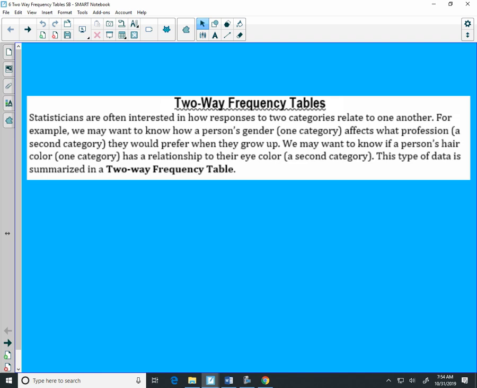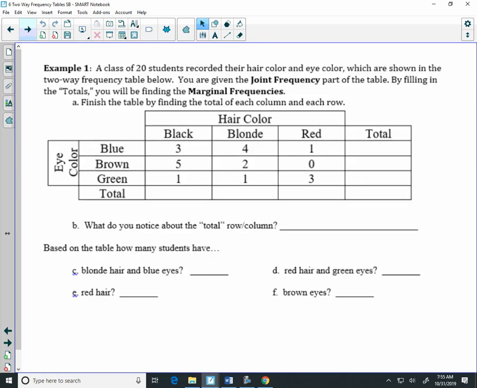Sometimes we're interested in how two categories relate to one another, and so with all of this, you're going to be seeing two big categories. On this first problem, it's hair color and eye color. You could see profession and gender, or whether students can swim and what grade we're in, or which gender and what your favorite science is. You're going to see lots of those. Every table we can break into two categories, and then you're going to see a lot of categories within those. So this is an example of a frequency table.